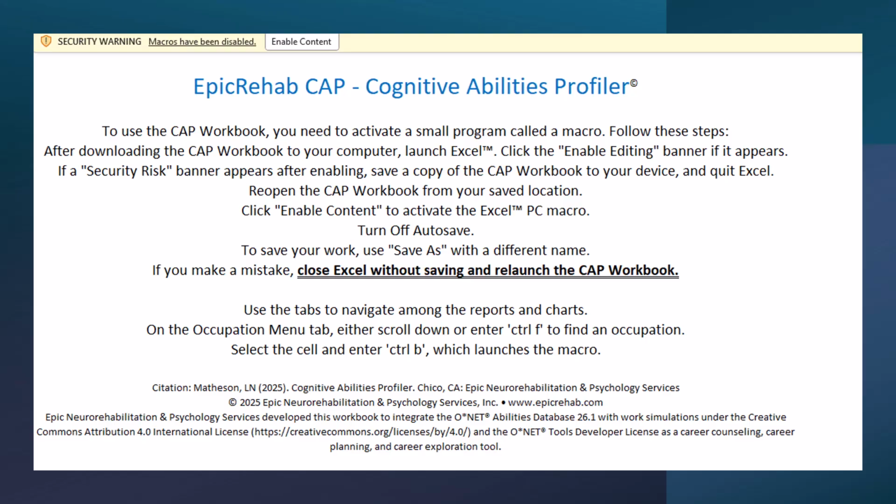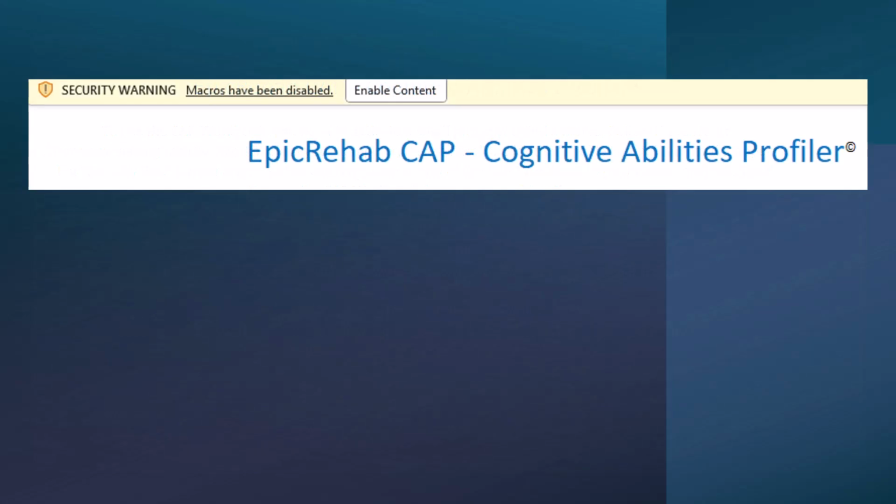Now you're ready to launch the profiler. The first time you do this, you'll get a security warning because it contains a small macro that helps you copy and paste the ONET profile for the occupation you're interested in to the part of the workbook that does all the calculations. That's the only thing that the macro does. It's completely safe and will not infect your computer. Understanding what this means, go ahead and click Enable Content so that the macro can be used on your computer.